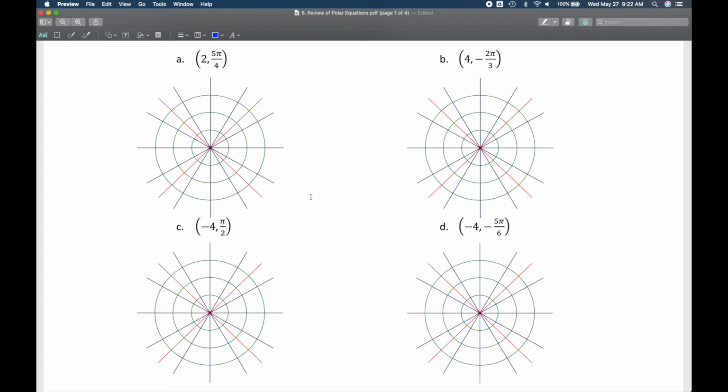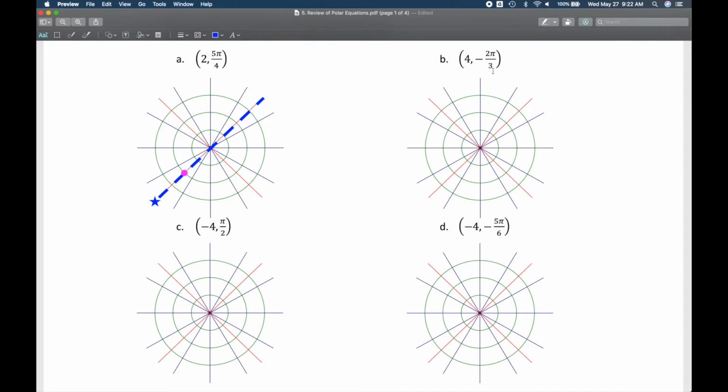All right, so for part one, we just need to plot the points with these given polar coordinates. I always start with the angle, so I'm going to find 5 pi over 4, which is going to be down here. I also like to label where that angle actually is, because remember the radius can actually make us go in the opposite direction. So when we have a positive radius, we're just going to go 2 in this direction. So we end up with this point right here.